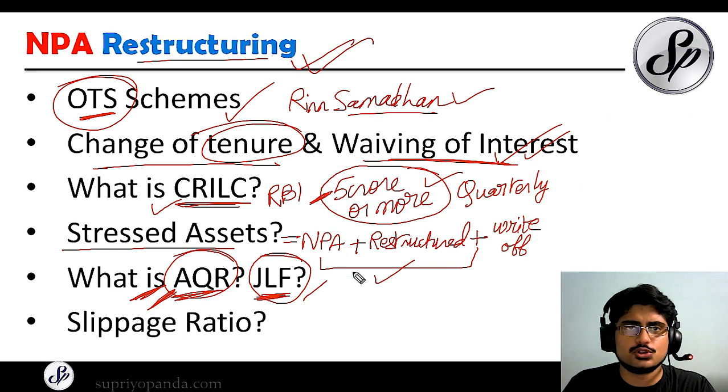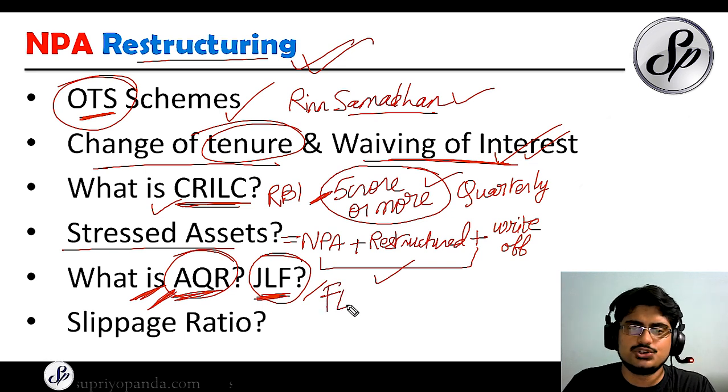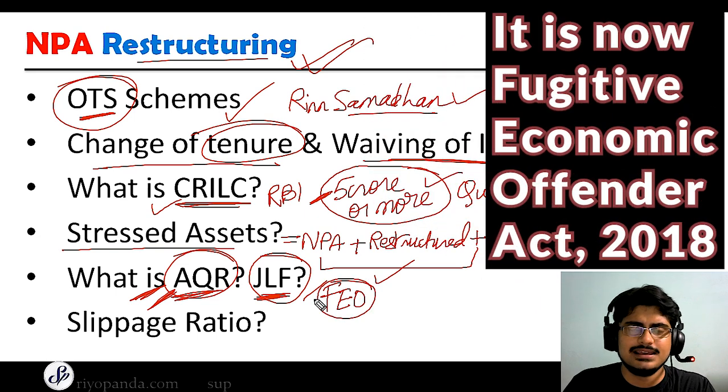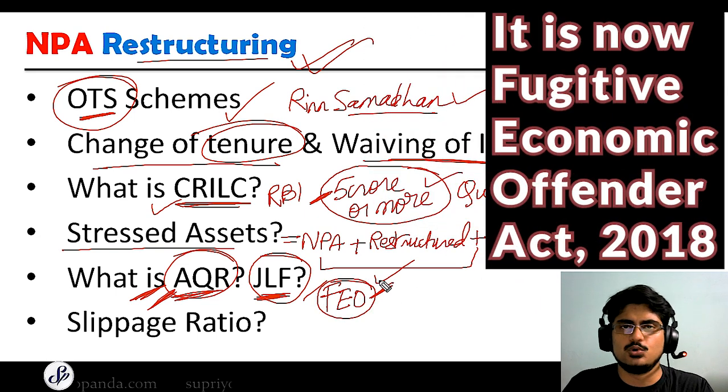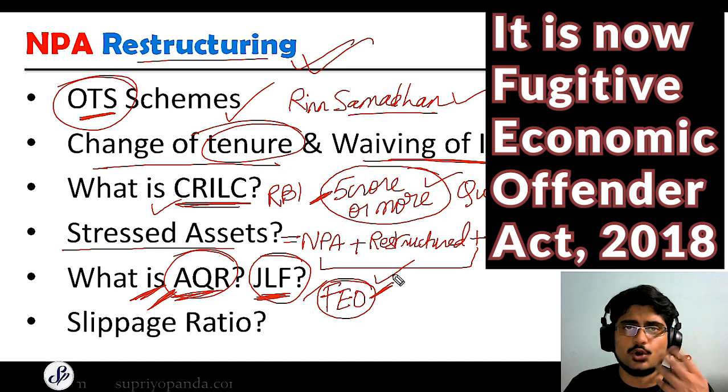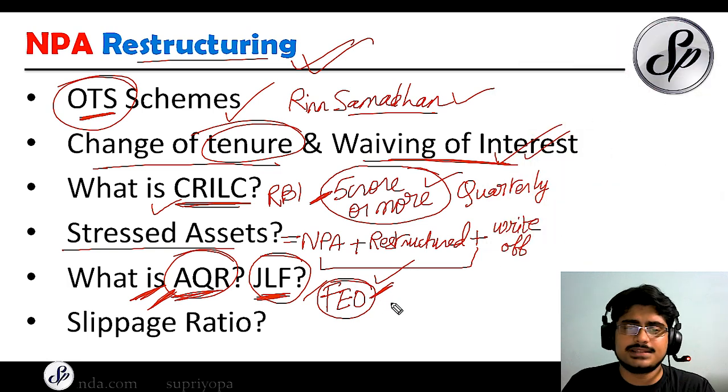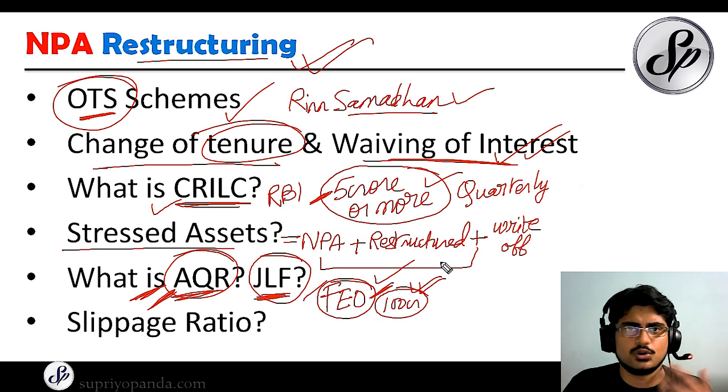In this regard, also remember there is something called the Fugitive Economic Offenders Bill, the FEO bill. Some people who have exited the country, who are not paying back their loans, who are willful defaulters, are classified as fugitive economic offenders. But remember that 100 crore is the minimum amount for which it is applicable. So the amount in question has to be 100 crore or greater than that.